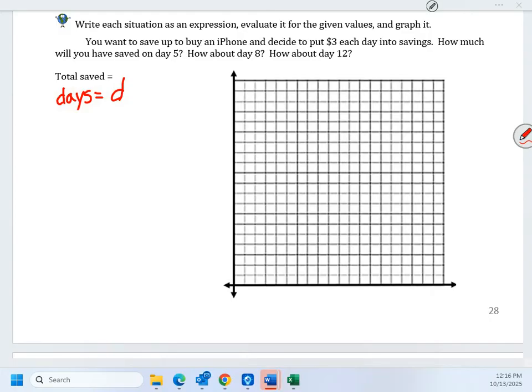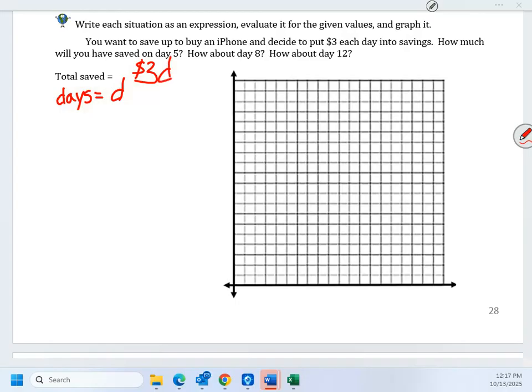Now we need to come up with an expression. Our days are changing. What is it that's staying the same every day? What, Elliot? The amount of money that you put in savings. Yeah, so the amount of money stays the same. So we have that $3 every day. So what would my expression look like to figure out if it's day 5, if it's day 8, if it's day 12? Colton? 3 times D.